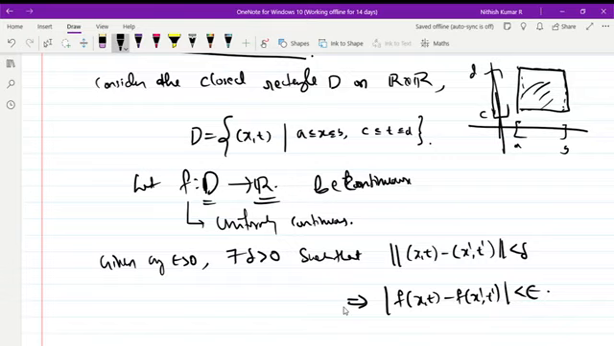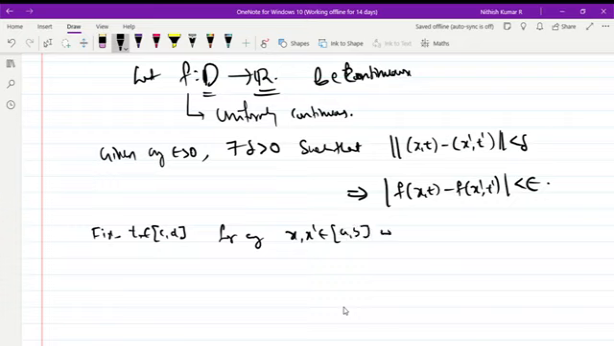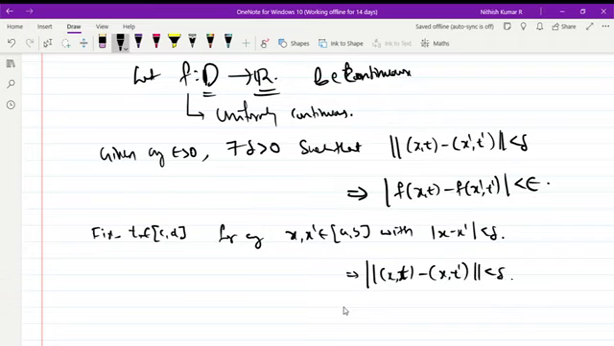So fix some t between c and d. Then for any x, x' belonging to the closed interval a, b with modulus of x minus x' less than delta, the norm of (x, t) minus (x', t) is also less than delta. Using the uniform continuity of f, this implies the modulus of f(x, t) minus f(x', t) is less than epsilon.